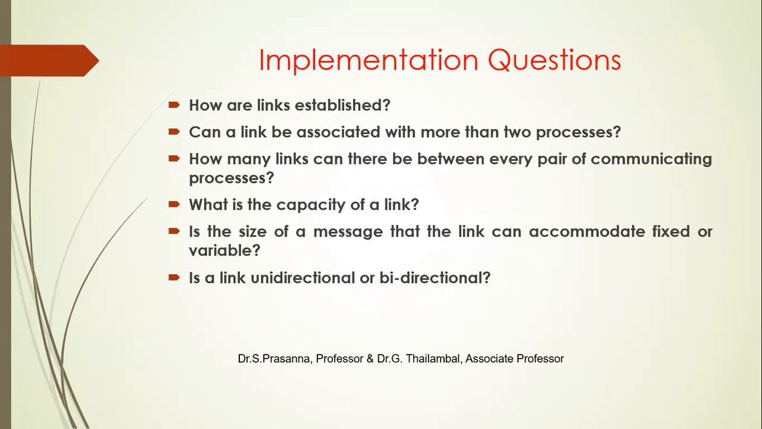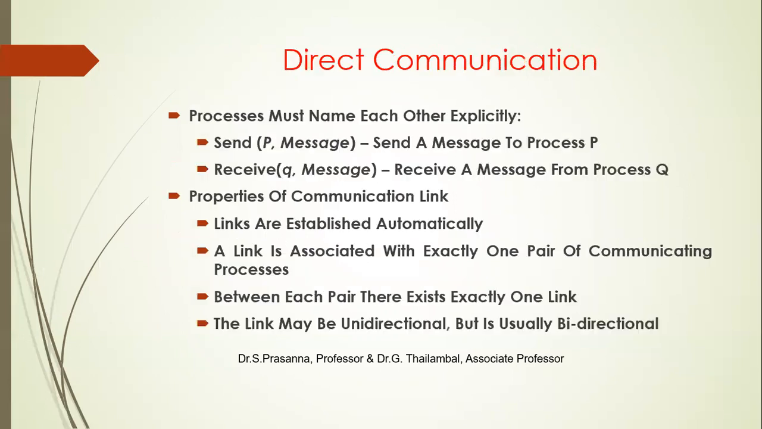So how should the links be established? Before establishing any link, you have to satisfy all the requirements, like how the links are to be established. Can a link be associated with more than two processes? How many links can there be between every pair of communicating processes? What is the capacity? Is the size of the message going to be fixed or variable? Is the link going to be only unidirectional or bidirectional? Unidirectional is where only one process can send the message, and the other process can receive it but cannot send any messages. Bidirectional is where both processes can send and receive the messages.